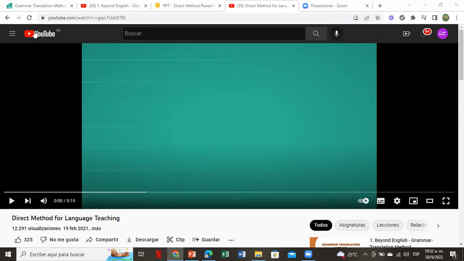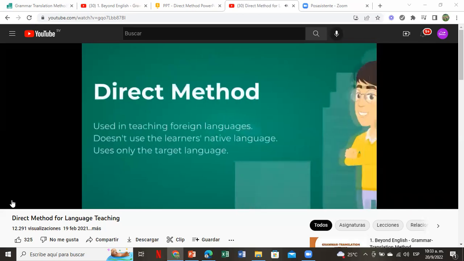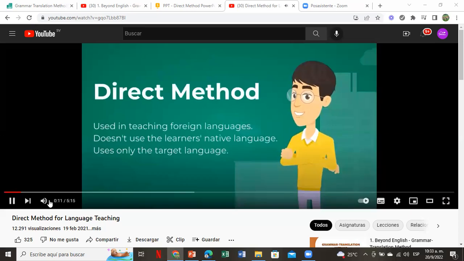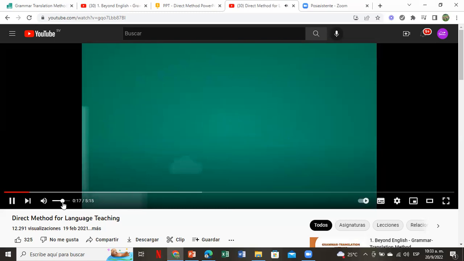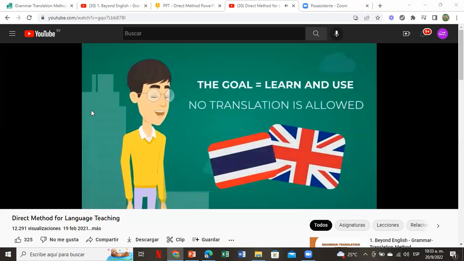Okay, guys. So then, second, but not less important, is the direct method. Okay, please pay attention, and then we are going to discuss. This is the second one. Direct method. The direct method of teaching, or natural method, is used in teaching foreign languages. It doesn't use the learner's native language and uses only the target language. The goal is to learn how to use a foreign language to communicate. And there is one very basic rule: no translation is allowed.